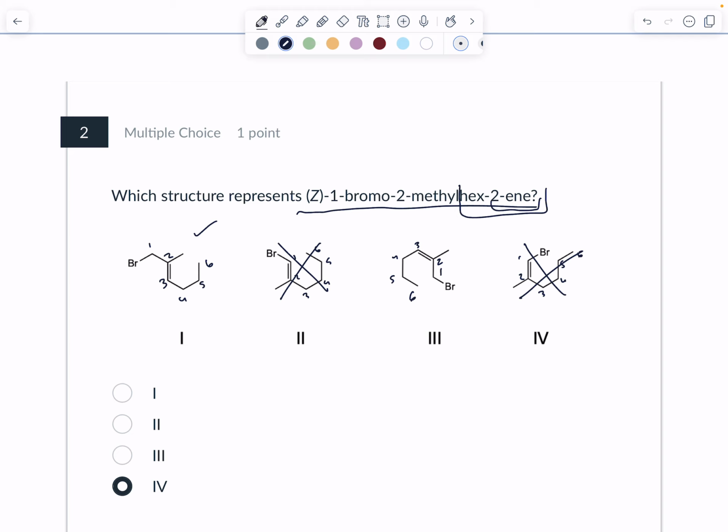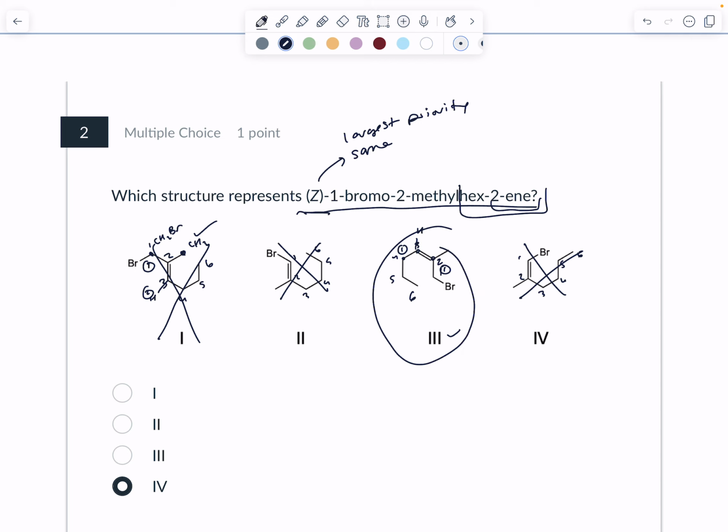So then the next thing I'm going to look at is, do they all have bromo on carbon 1? And they both do. So now is it Z? Z means that the highest priority groups are on the same side. So over here we have a CH3 and a CH2Br. The C is the same, so we compare what's attached, the H's and the Br. So this is the higher priority. And then down here we have a hydrogen, so this is the lower priority. So that's not right. So then it must be answer choice 3, but I'm just going to double check. We have the CH2Br higher priority over here and the Br higher priority over here. So the answer is C.